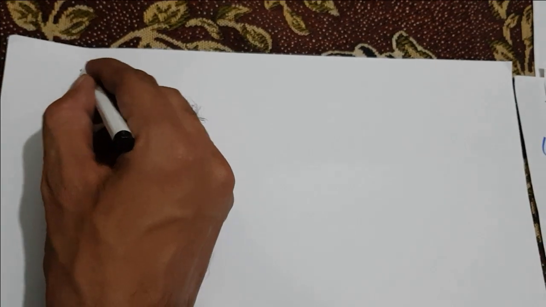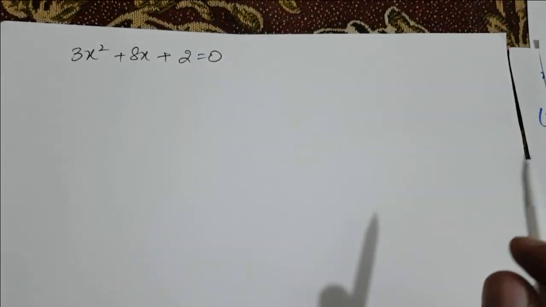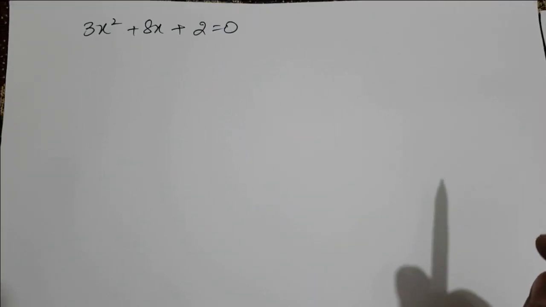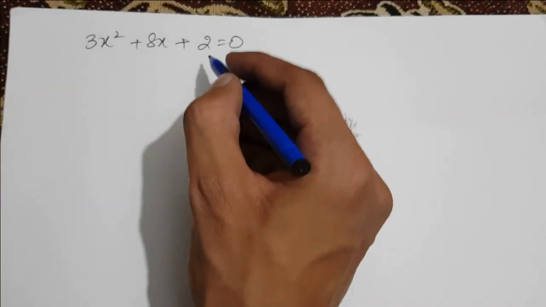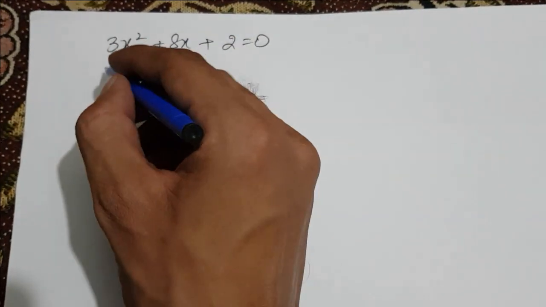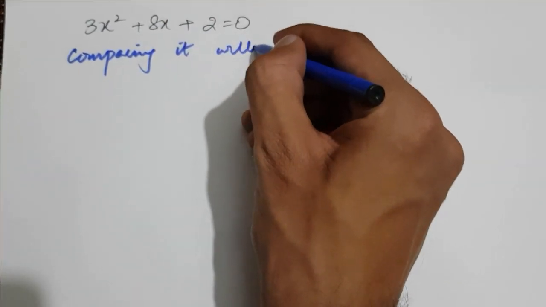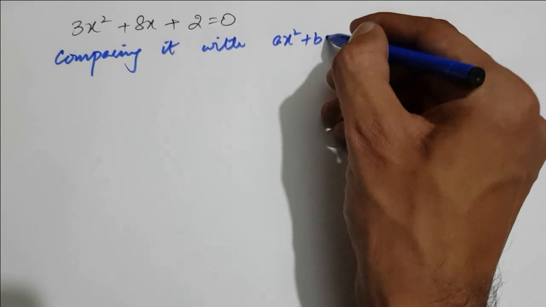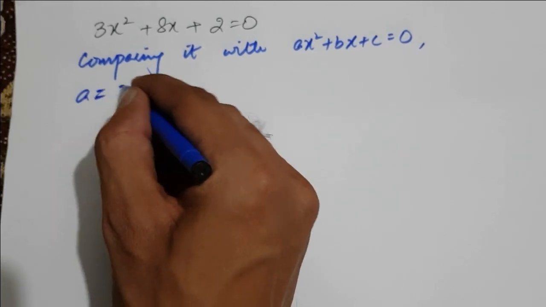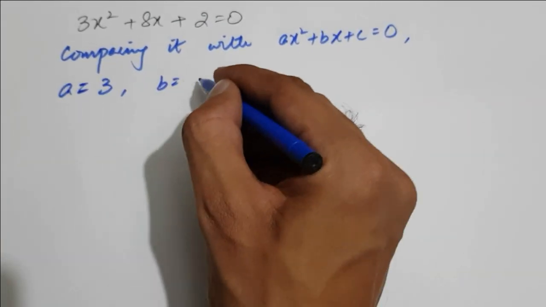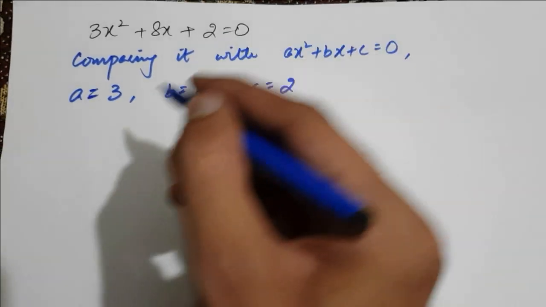Here we have a quadratic equation, 3x squared plus 8x plus 2 equals 0. Whenever applying the quadratic formula, make sure that your quadratic equation is in standard form. Comparing it with the standard quadratic equation, ax squared plus bx plus c equals 0, we get a equals 3, which is the coefficient of x squared, b equals plus 8, which is the coefficient of x, and c equals 2, which is the constant term.